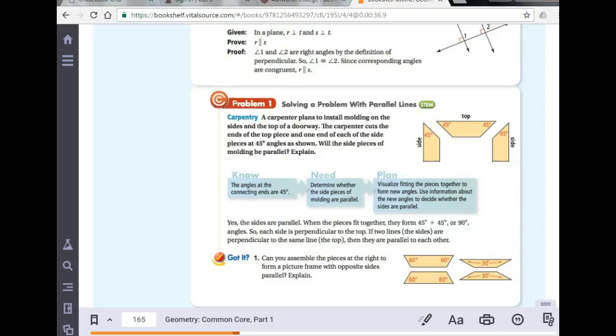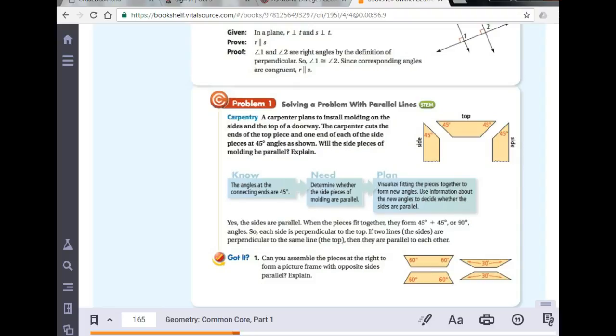Anyway, on problem 1 here, it says a carpenter plans to install molding on the sides and the top of a doorway. The carpenter cuts the ends of the top and one end of each side piece at a 45-degree angle as shown over there on the right. Will the side pieces of molding be parallel?